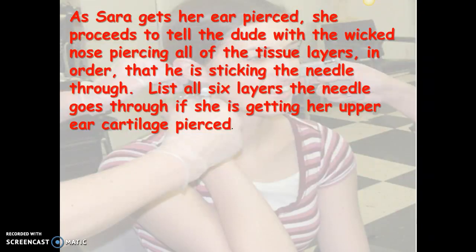So here's a question. We're going to do this in class probably. It's ear piercing. You need to tell the dude with the wicked nose piercing all the tissue layers, in order, that he is sticking the needle through. Can you list all 6 layers she's going through?